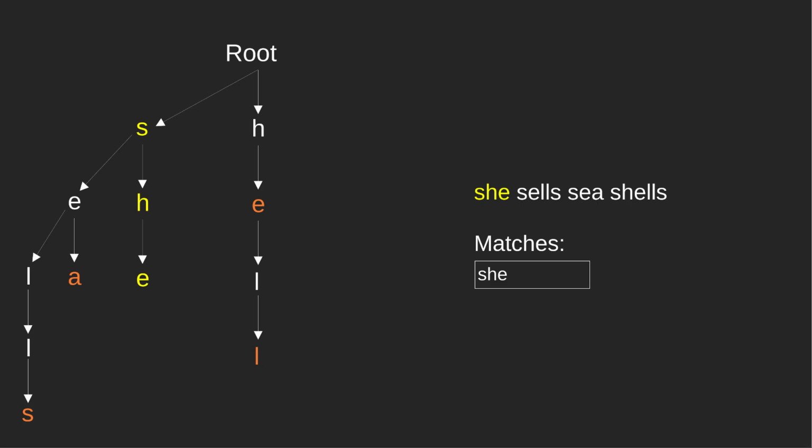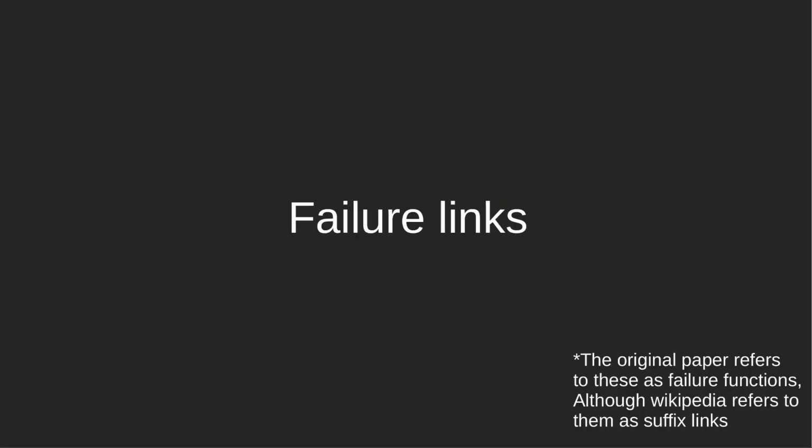Now we hit a space, then S again. Is there an S edge from where we are? Nope. So what do we do? Just restart at the root? That seems wasteful. And that's exactly the problem we need to solve. That's where failure links come in. And this is the clever bit. For every node in the tree, we compute a link that points to, if the match fails here, where's the longest suffix that's also a prefix in our tree?